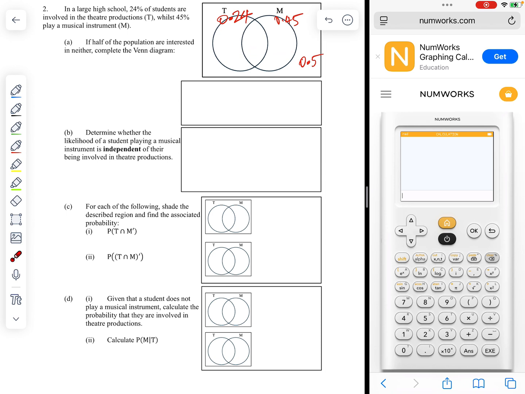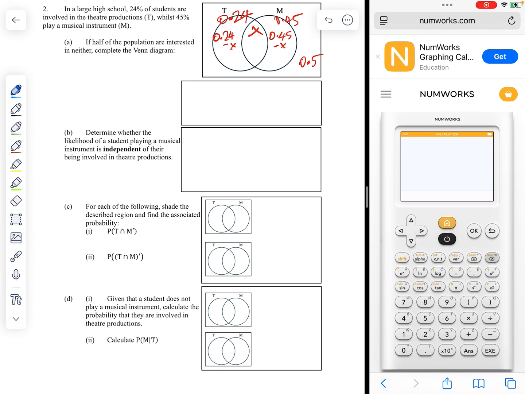One approach is to do the following. I'm going to call this x, an unknown amount. We don't know how many, but the moment we put an x there, we know that with a subtraction, this would be 0.24 minus x. On the right hand side, with x in the middle, the amount left would be 0.45 minus x.